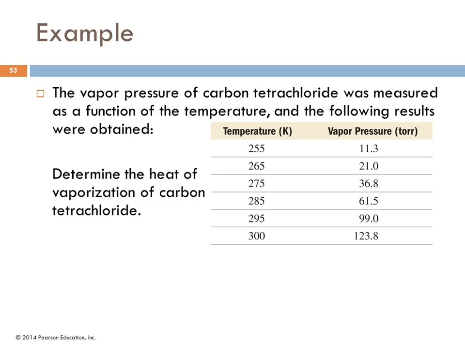So as an example, the vapor pressure of carbon tetrachloride was measured as a function of the temperature, and the following results were obtained. Determine the heat of vaporization of carbon tetrachloride. And we're given temperature in Kelvin and vapor pressure in torr.